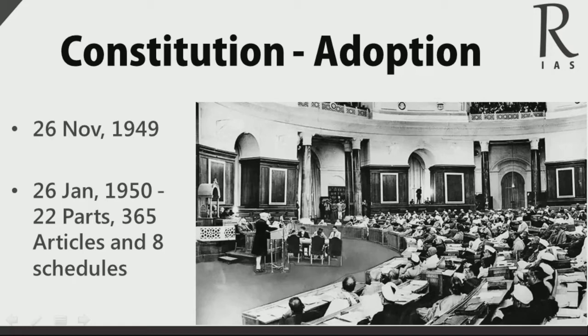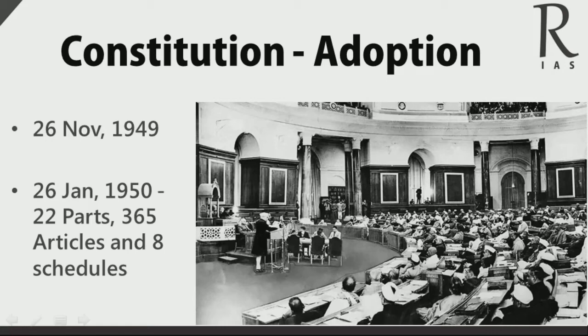The Constitution as adopted on 26th January of 1950 contained 22 parts, 365 articles and 8 schedules. This is what the original Constitution had. Each part has articles. Articles contain provisions. Schedules form sort of an appendix as you would find in books.